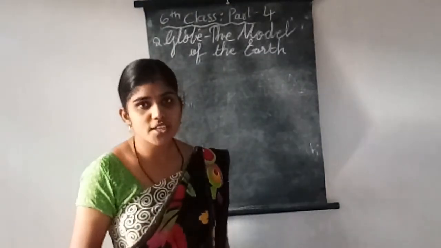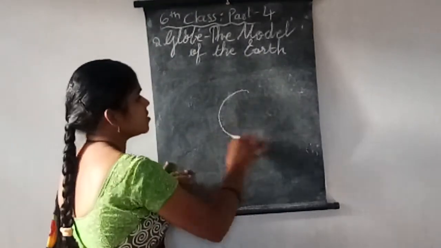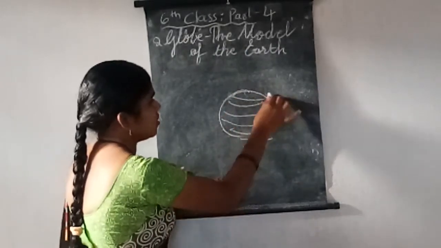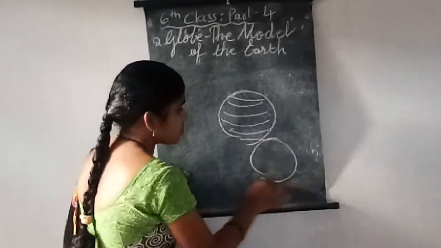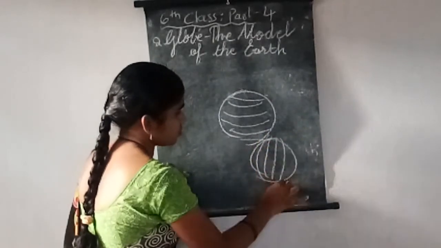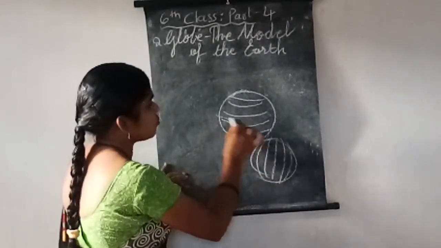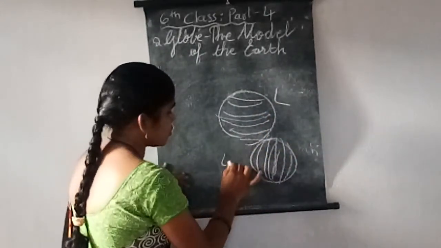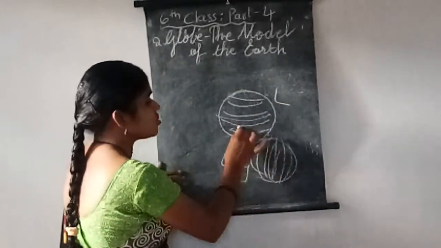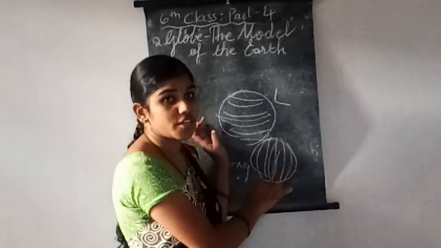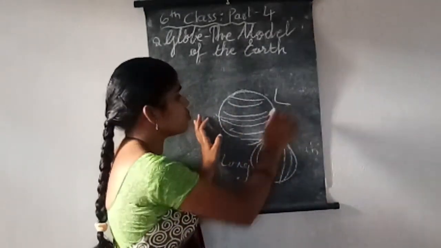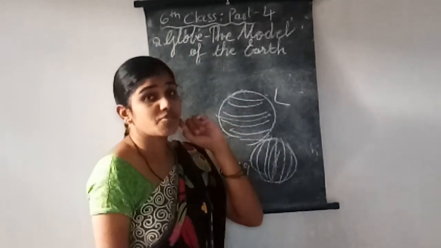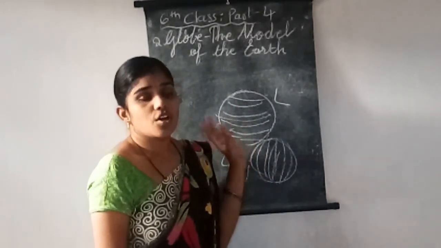Drawing is very important. Latitudes means the lines passing from west to east. Longitudes means lines passing from north to south. So drawing of these two pictures is very important, and the degrees of the latitudes. So all these are very important. Drawing diagrams is a must and should.